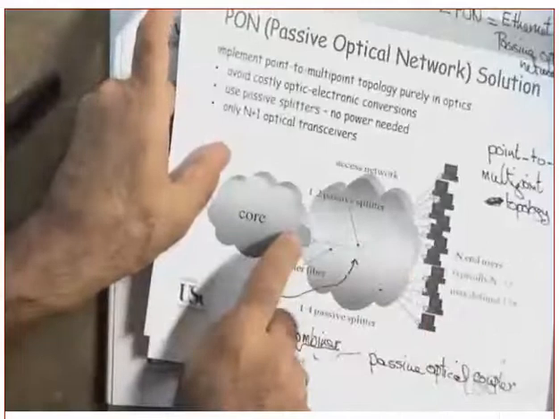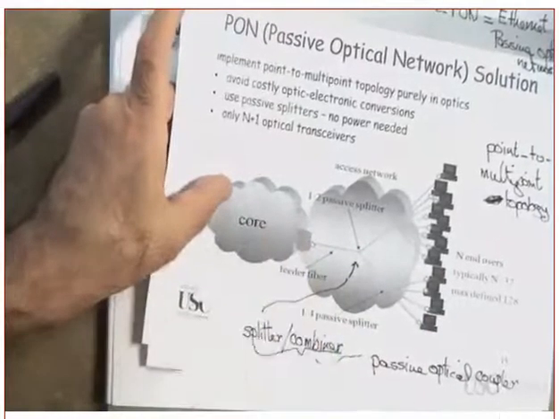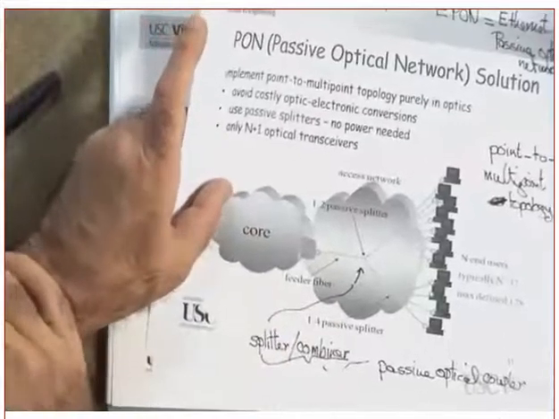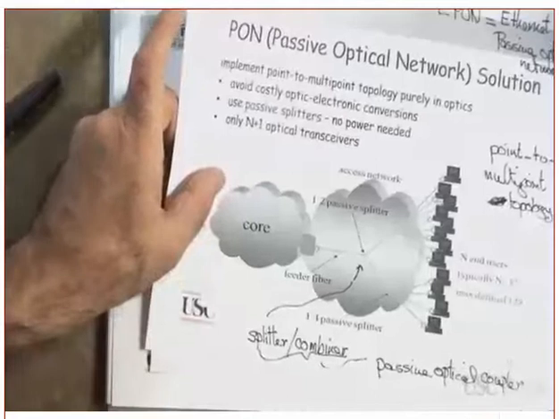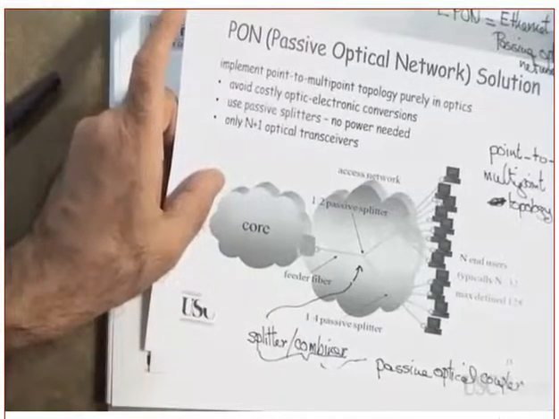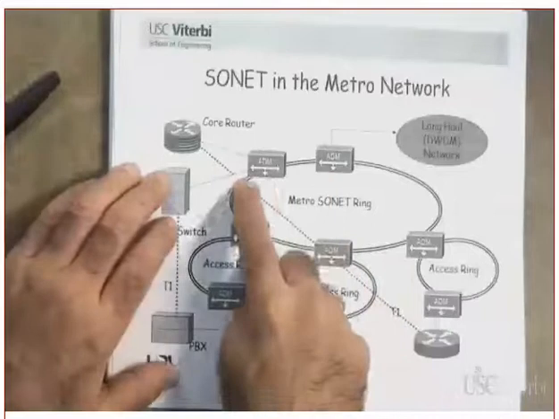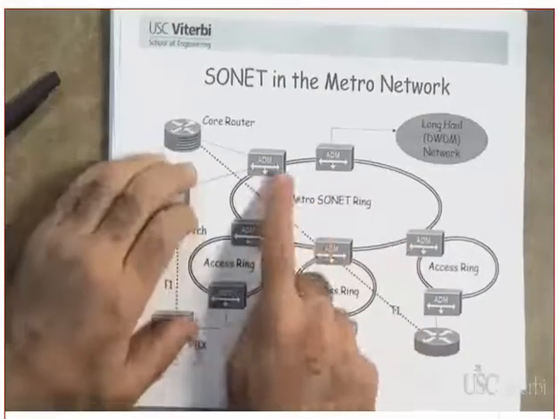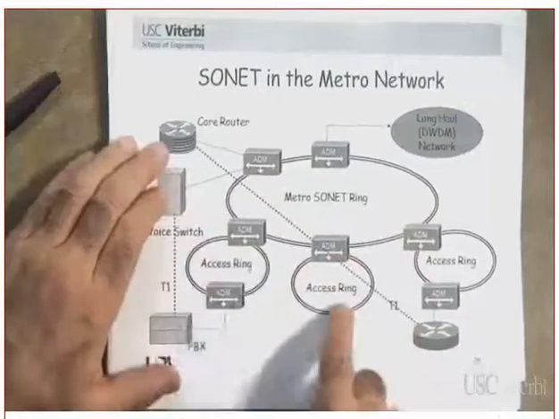What did we refer to this as? We refer to this as a POP. POP stands for point of presence. That's the switch where they are going to gather multiple traffic from multiple users, and then they will transport this over a metro network. Most of the time they are ring networks.